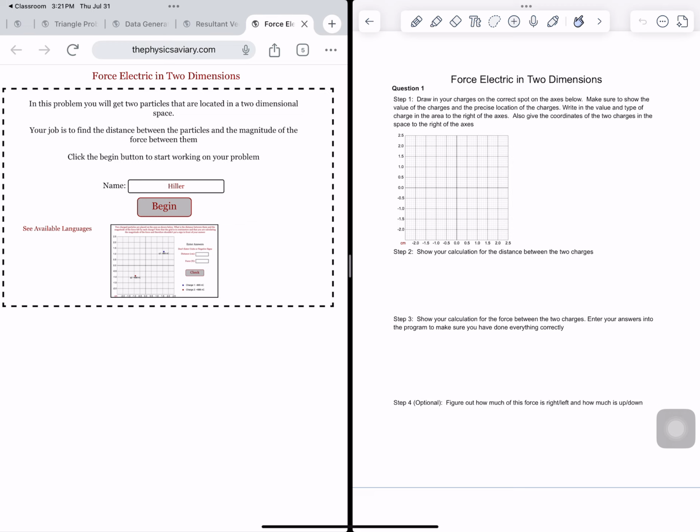The first question is simply looking at a force electric in 2 dimensions. That means we're looking at the force, the distance between any 2 charges in space, and then ultimately applying Coulomb's law to find the force of interaction between those 2 charges.